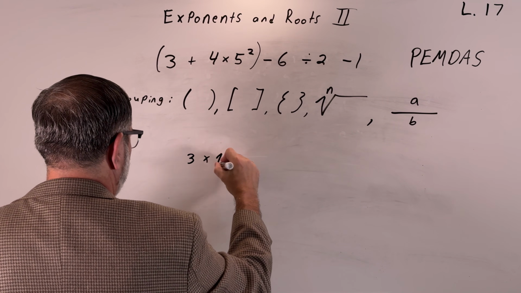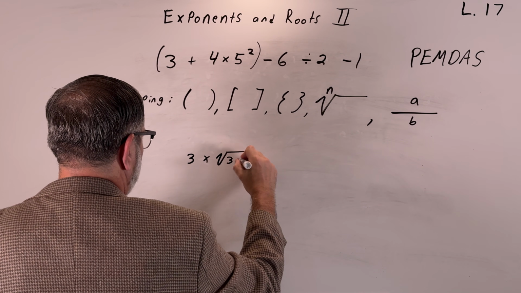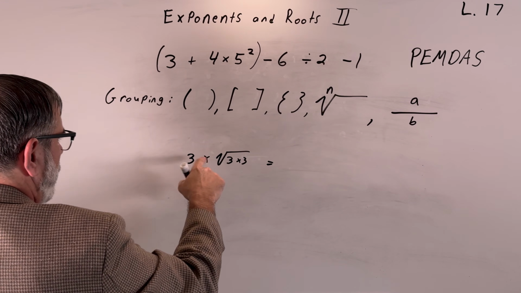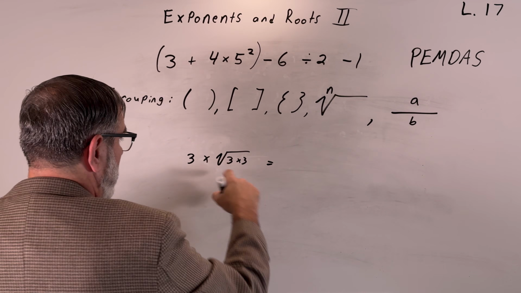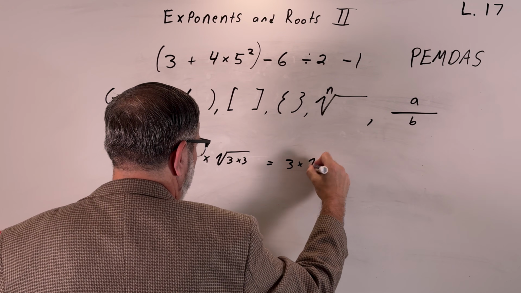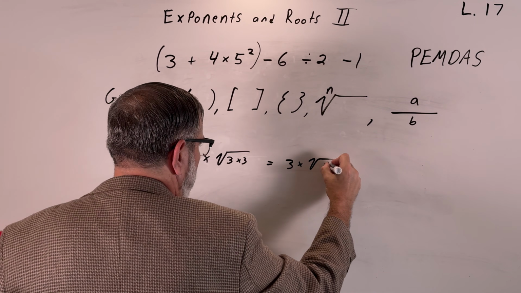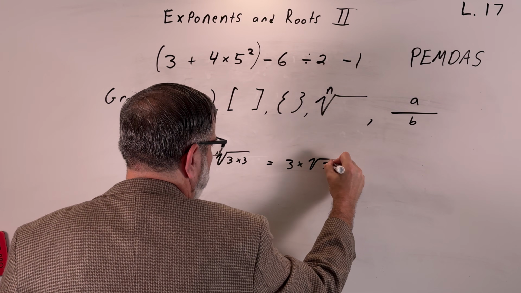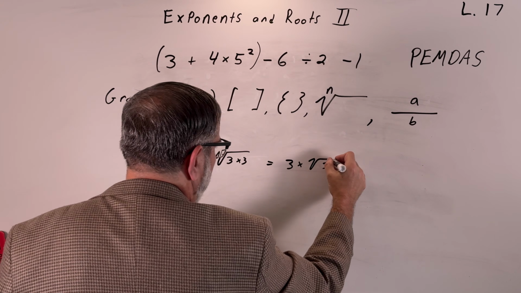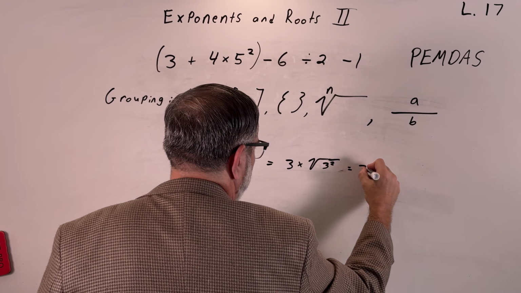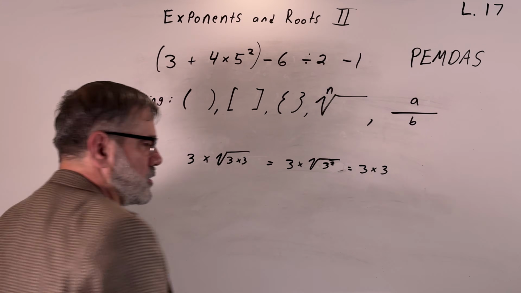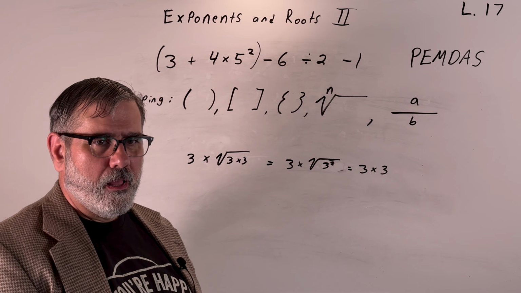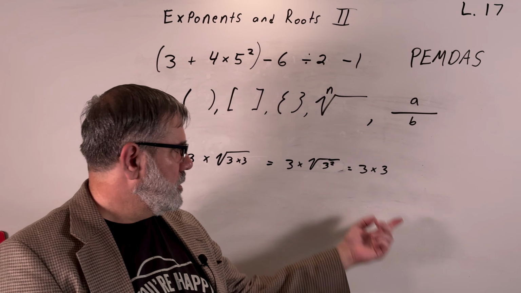Let's consider 3 times the square root of 3 times 3. Well, the grouping here is the root symbol, so we do the root first. What is 3 times 3? That's 9, which you can also think of as 3 squared. That's probably the easiest way to deal with it. And so now we evaluate the root, and that's 3, because the square root of 9 is 3. So we do the root first. Then we can do whatever's left behind, which is just 3 times 3.